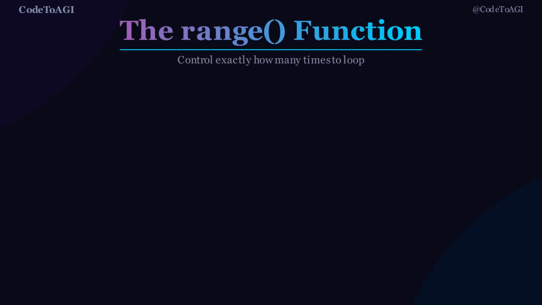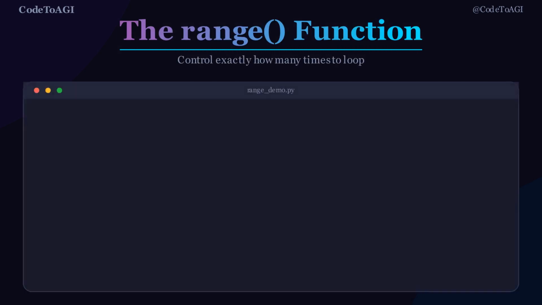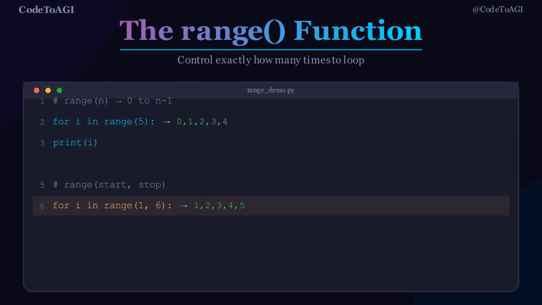The range function is the most common partner of the for loop. Range of n gives you the number 0 up to, but not including n. Range of 5 gives 0, 1, 2, 3, 4. Range of 1 to 6 gives 1, 2, 3, 4, 5. You can also add a step. Range of 0 to 10, step 2 gives 0, 2, 4, 6, 8.